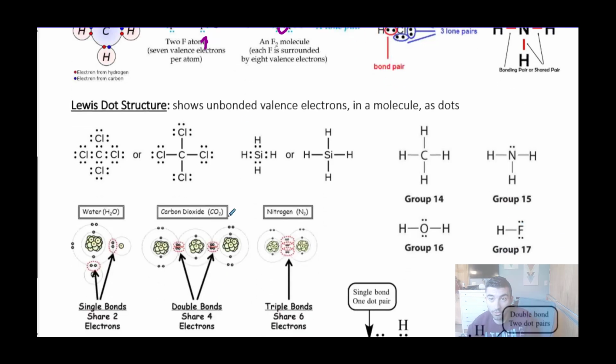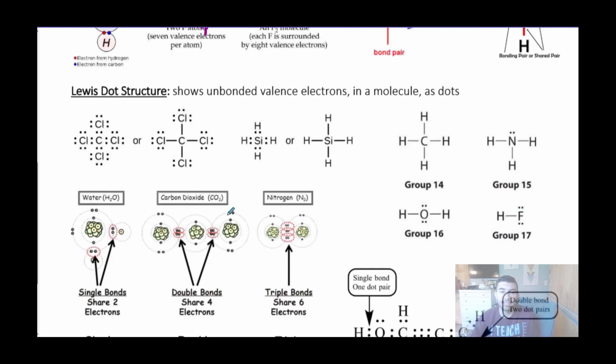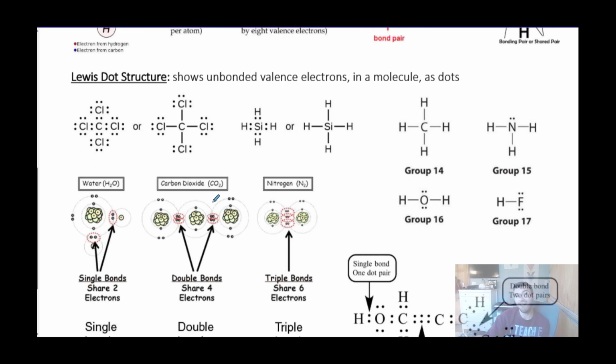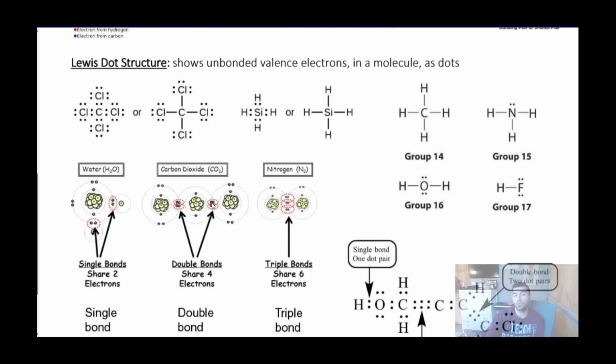We included lone pairs to turn our structural formulas into Lewis dot structures. So Lewis dot structures show the unbonded valence electrons in a molecule as dots. And here are some examples here. Technically this is what a Lewis dot structure is, but many sources and many textbooks and online sources will say that this is also a Lewis dot structure, and that's fine too, as long as we are showing the lone pairs as dots.